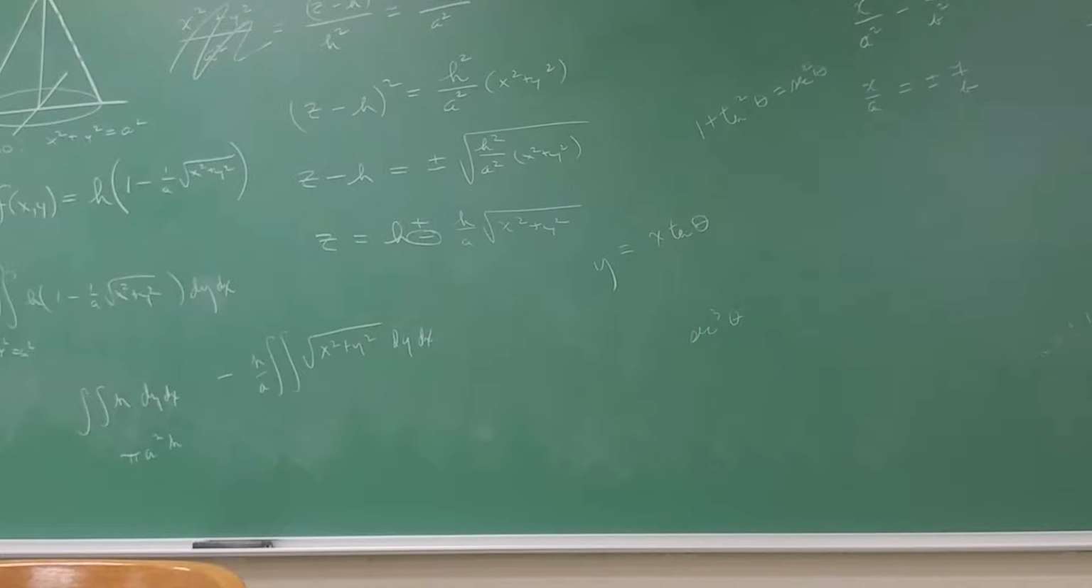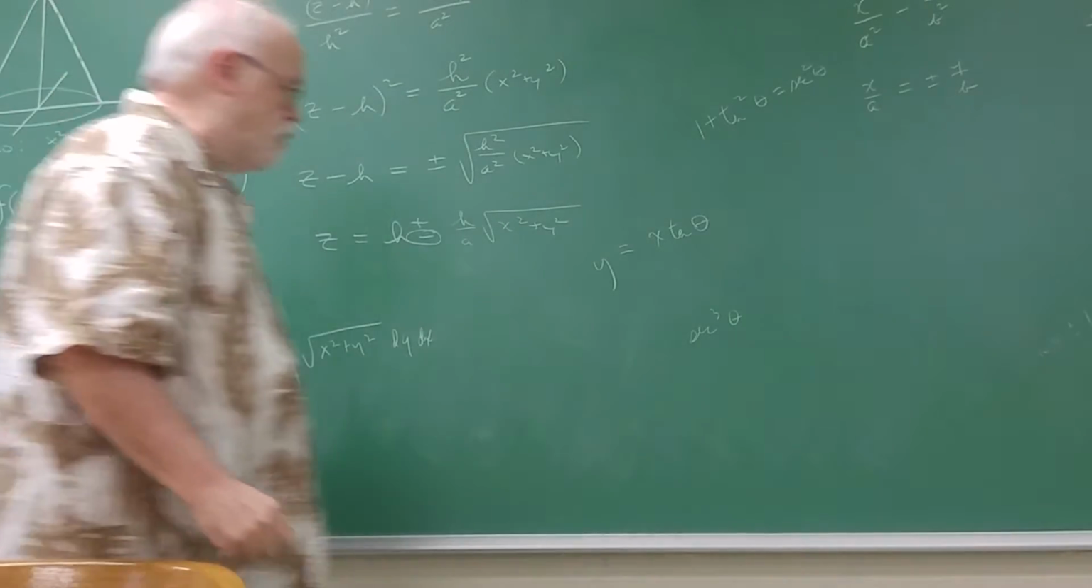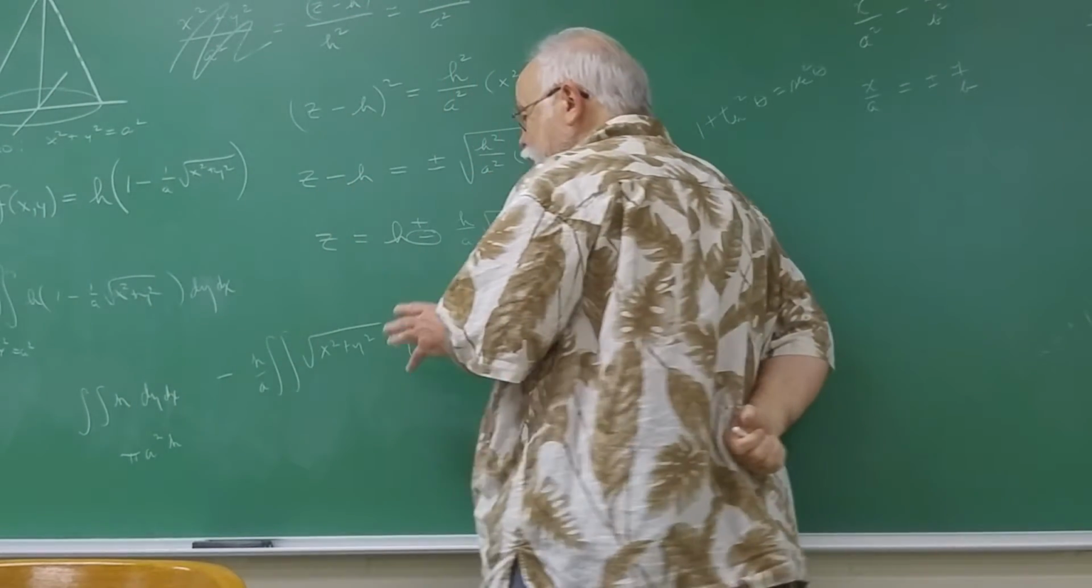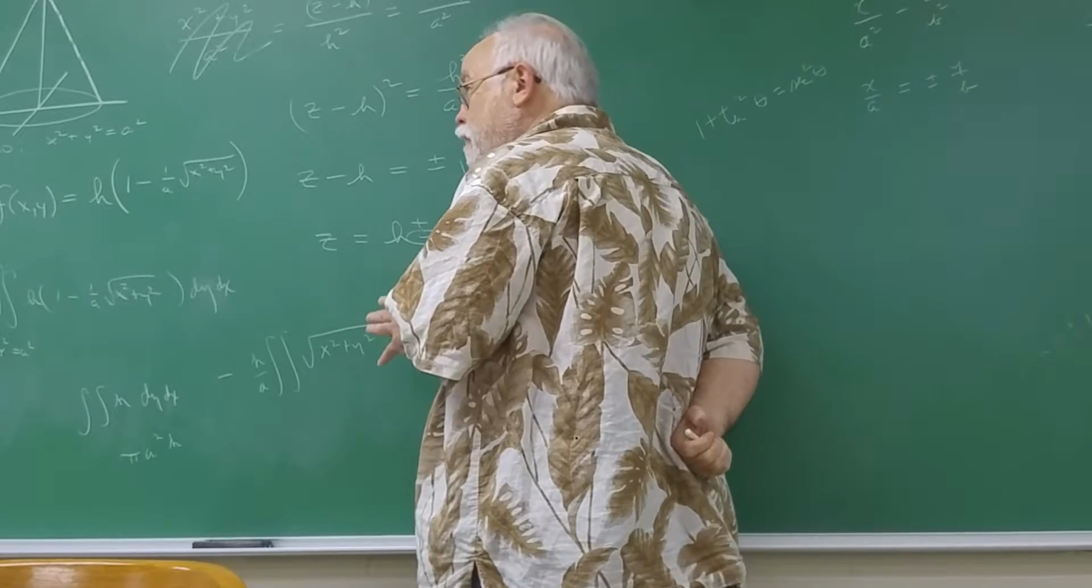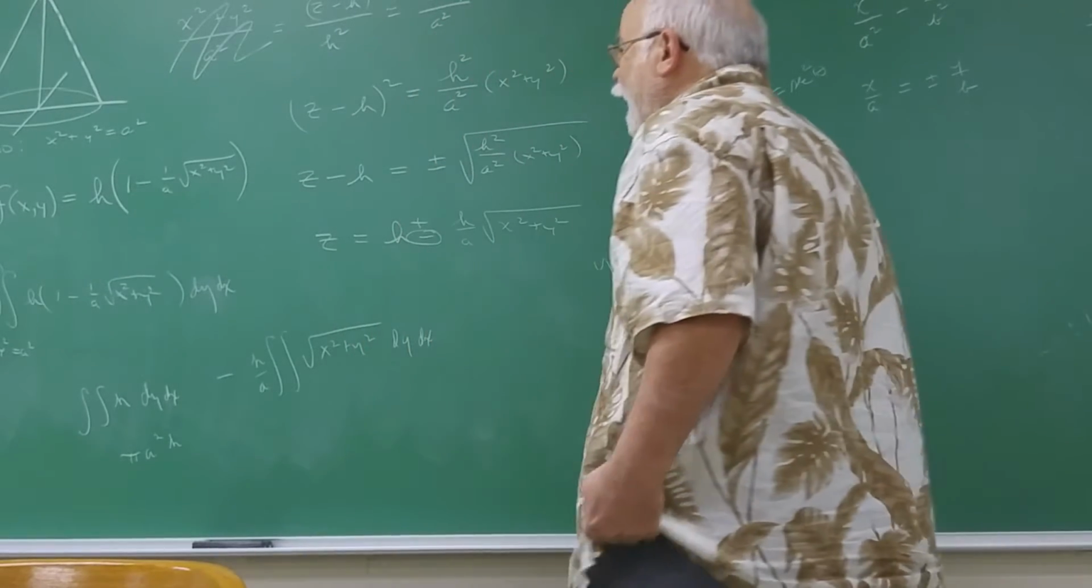So 1 over cosine. Oh wait, the integral of secant is natural log. Natural log, that's all you need to say right there. So I'm going to get logarithms in here. Does the answer for the cone involve logarithms? No. Pi a squared h over 3. No, no logarithms. So this is a really grungy way to do this.